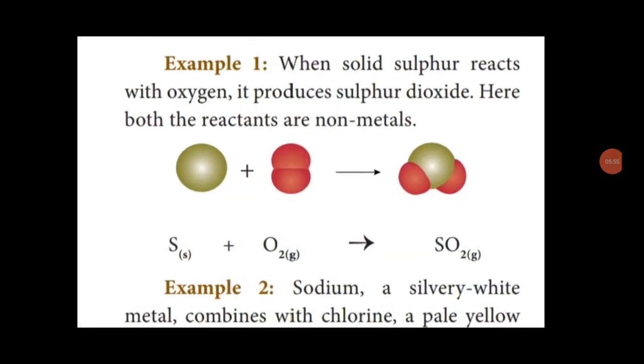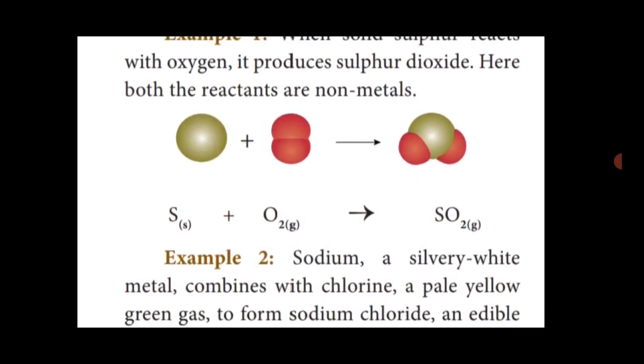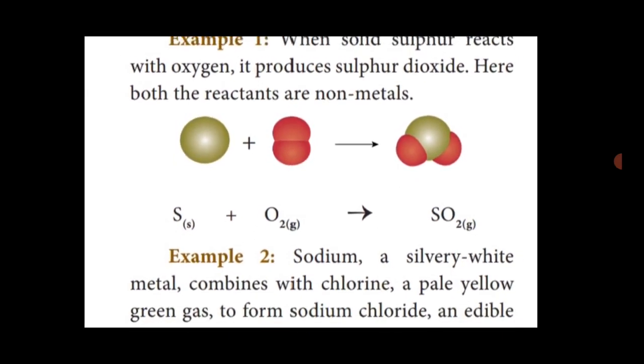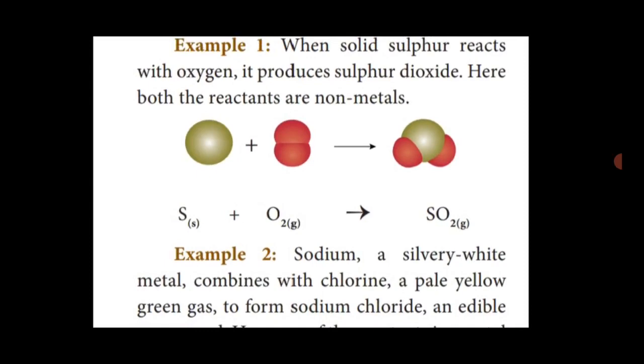The first example of element plus element gives compound reaction is when solid sulfur reacts with oxygen. It produces sulfur dioxide. Here both the reactants are non-metals. Sulfur symbol S, oxygen gas formula O2. Sulfur is present in solid state, oxygen is a gaseous substance. So sulfur plus O2 gives SO2. SO2 is a gaseous substance. Sulfur S and O2 are elements, so both elements combine to form a compound.